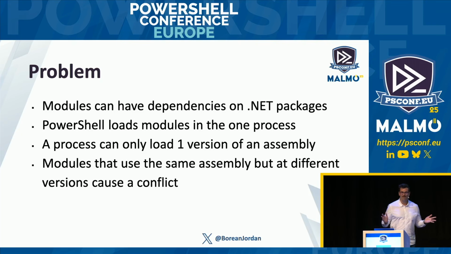So the problem. Basically, when you write modules, you can either write them as pure PowerShell scripts and have no dependencies on there. But if you're getting into more complex scenarios, you might want to reach out to .NET assemblies that do all that work for you and abstract all the difficult details. Like with the Spectre console stuff, you have a specific assembly for that. One of the problems is that PowerShell loads modules in one process. A process since .NET 7 can only load one version of an assembly, and modules that use the same assembly but with different versions, we now have a conflict.